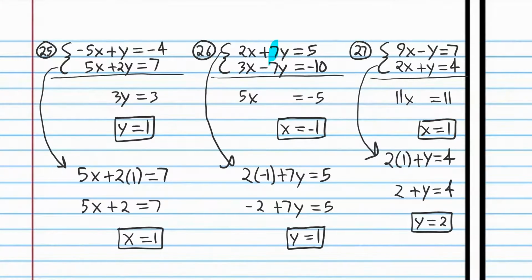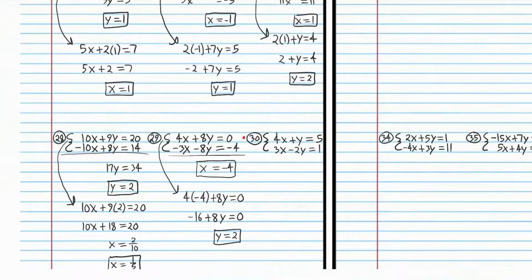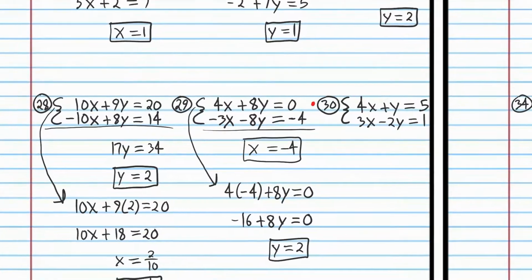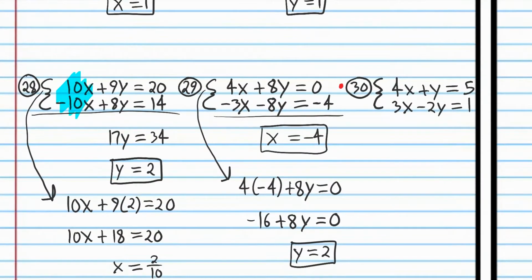See how they're the same here? 7, 7, 1, 1, actually negative 1, 1, negative 5, 5. So those are special problems. We could just add them up and they would eliminate immediately. These 10s would eliminate, these 8s would eliminate, and so on and so forth.